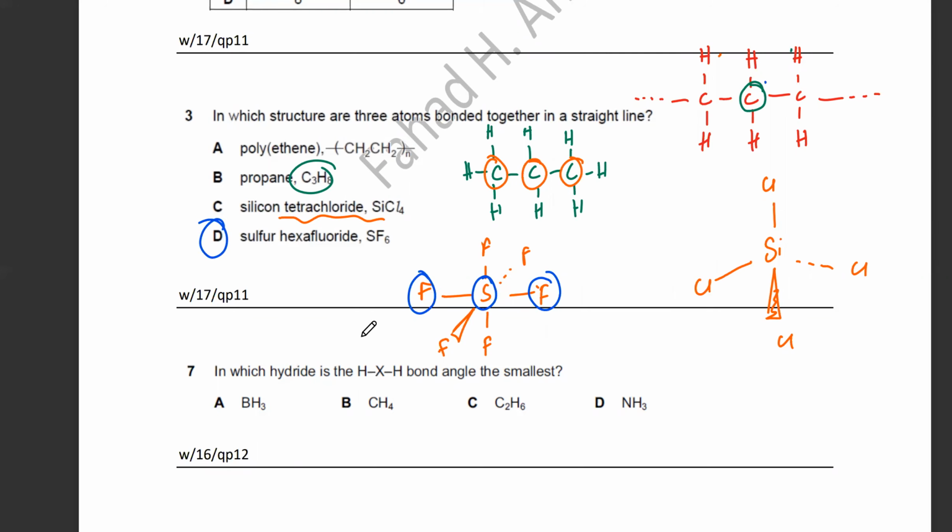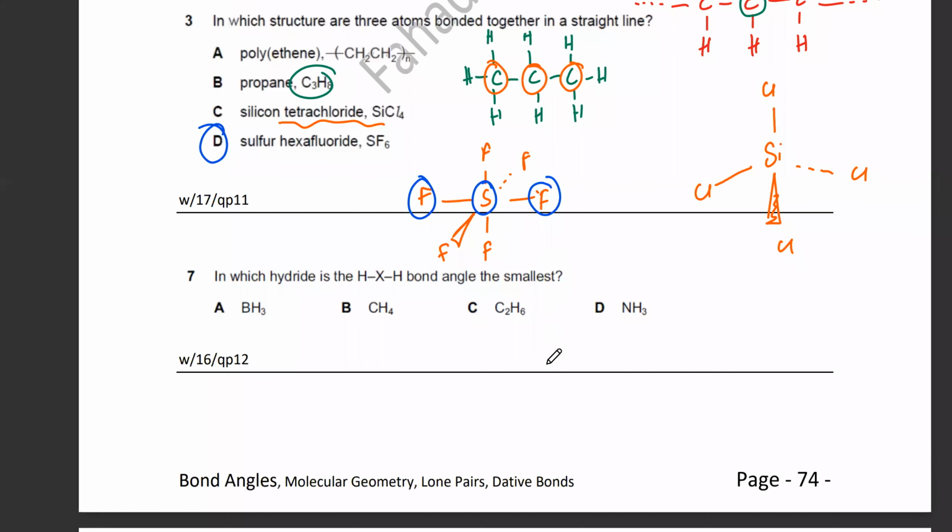In which hydride is the bond angle the smallest? So let's try and do that. Let's start with NH3. Remember N is in group 5. So out of the 5 electrons, 3 of them are bonding. So that's one lone pair left.